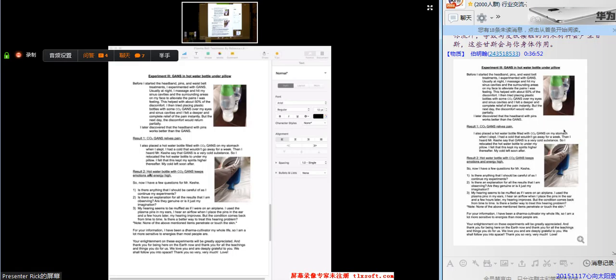I also placed a hot water bottle filled with CO2 GANs on my stomach when I slept. I had a cold that wouldn't go away for a week. Then I heard Mr. Kesh say that GANs is a very cold substance, so I relocated the hot water bottle to under my pillow. I felt that this kept my spirits higher thereafter. My cold left soon after. Result 2, hot water bottle with CO2 GANs keeps emotions and energy high.